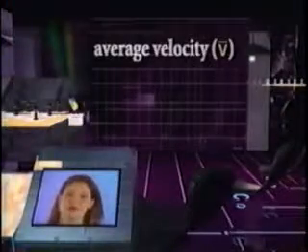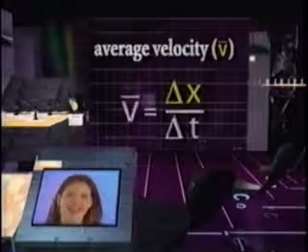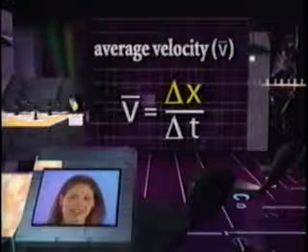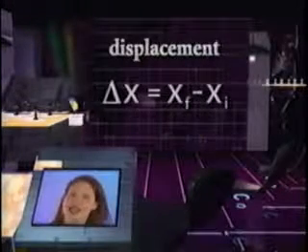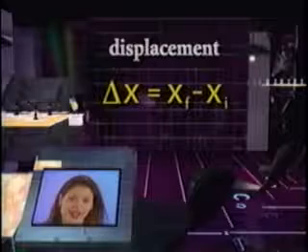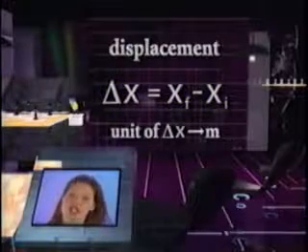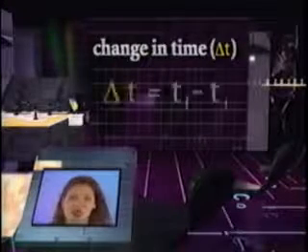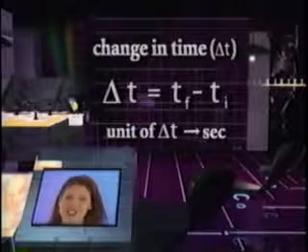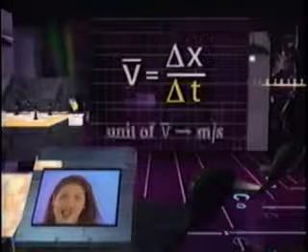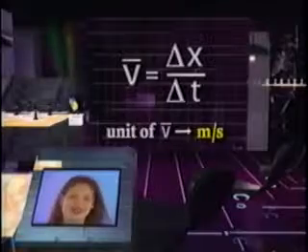Next, average velocity, represented by a v with a line on top of it, is the change in position, or displacement, delta x, of an object relative to the change in time, delta t. We just saw how to get displacement. Delta x equals x final minus x initial, where the unit of change in position is the meter. The change in time, delta t, is like the change in position, where delta t equals final time minus initial time, and the unit for the change in time is the second. So the average velocity equals delta x, the change in position, over delta t, the change in time. And the unit of average velocity is meters per second.